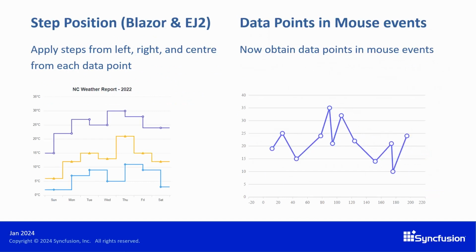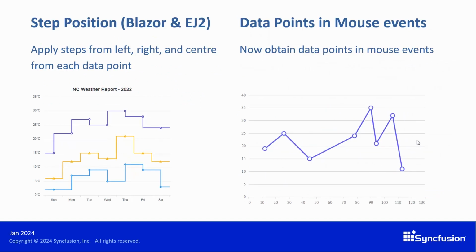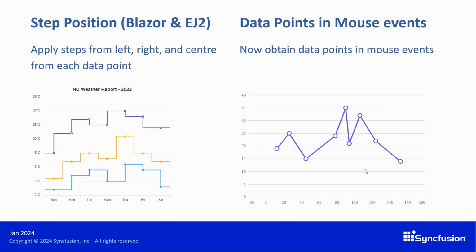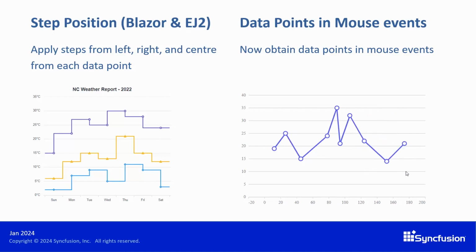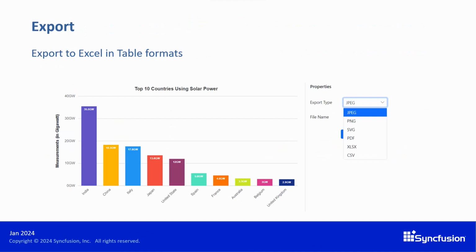Then step position. Now you can apply step from left, right, center from each data point in the Blazor charts. The next update is data points in mouse events. Now you can obtain details about the data points in the mouse events. We have also provided support to export charts in Excel in table formats. That's all about the updates in the Blazor charts.